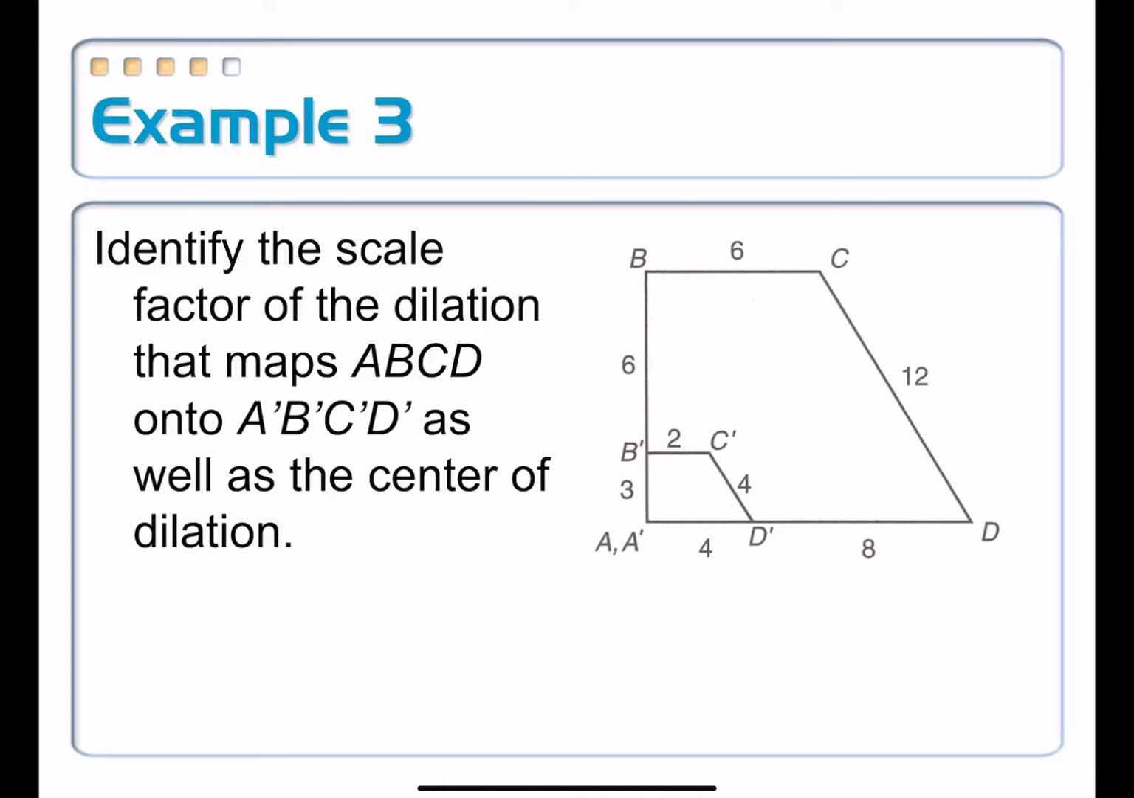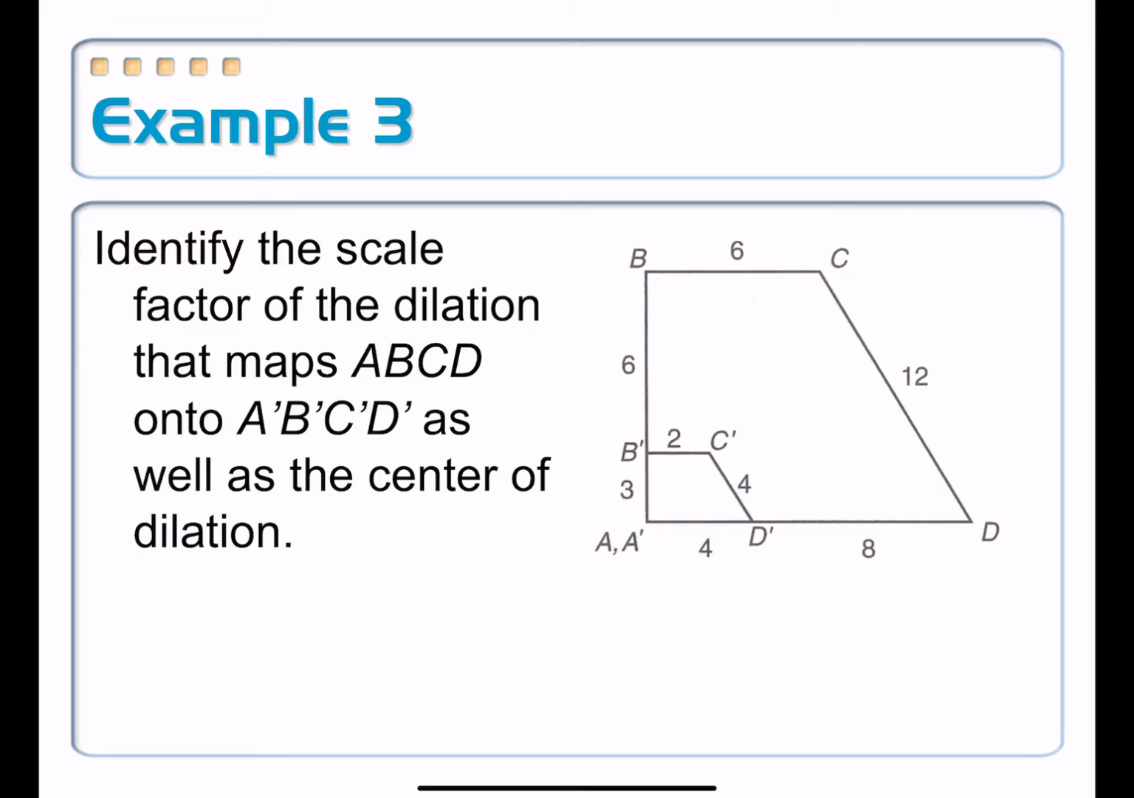In example 3, identify the scale factor of the dilation that maps ABCD onto A prime, B prime, C prime, as well as the center of dilation. Let's tackle the center of dilation first. As we saw from some previous examples, the center of dilation is the point that we're dilating all of our shapes away from, and if we extend our center of dilation to each of our corresponding points, then the image and the pre-image exactly line up on those same rays.